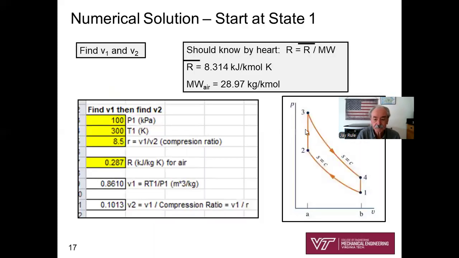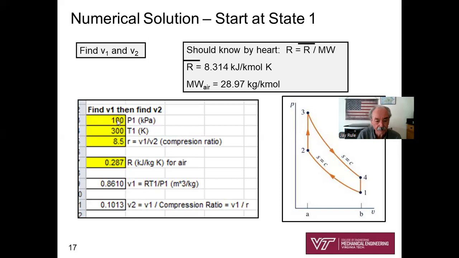All right, so now we're ready to put pencil to paper, and by heart I need R for air. If you don't have it in your head, at least you remember R bar is 8.314 kilojoules per kilomole degree K. I fixed my blunder from the first video, and the molecular weight of air is 28.97 kilograms per kilomole. R bar over the molecular weight then is 0.287 kilojoules per kilogram degree K for air. So if you don't know that off the top of your head, you can easily determine what R for air is.